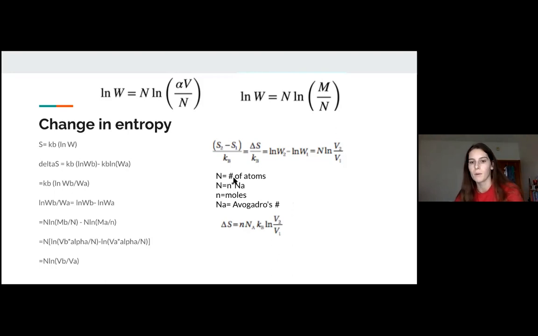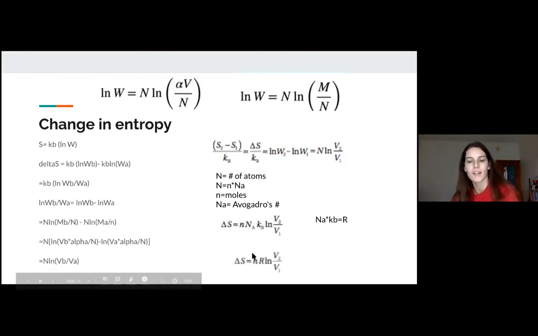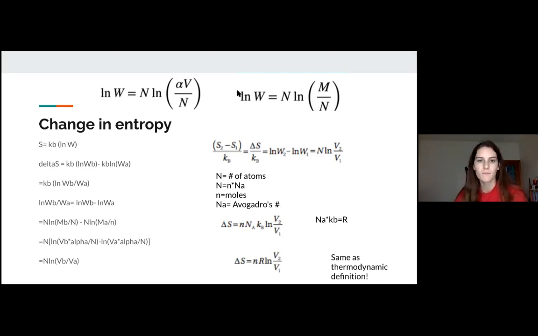And so if you input the little n times NA into the equation, you can then replace NA times kB with R, because that's just what it equals. And so you get delta S equals nR ln V2 over V1, which is the same as the thermodynamic definition that we referred to earlier on. So they're actually equal, but you can use them for different things and understand them in different ways.